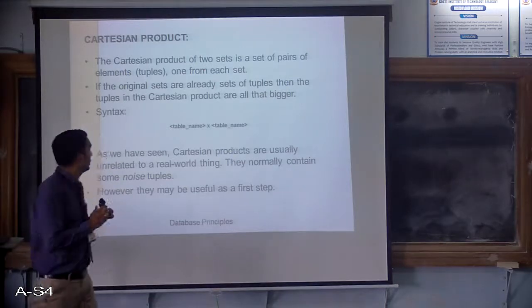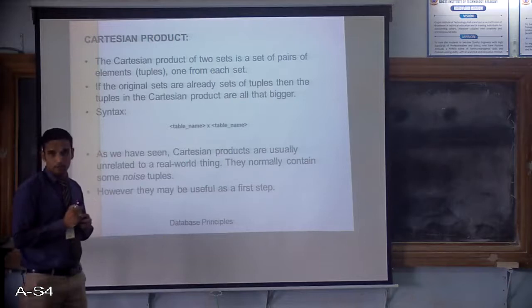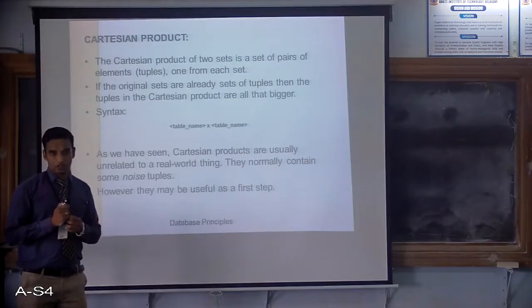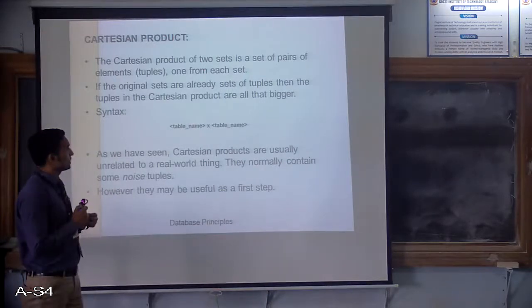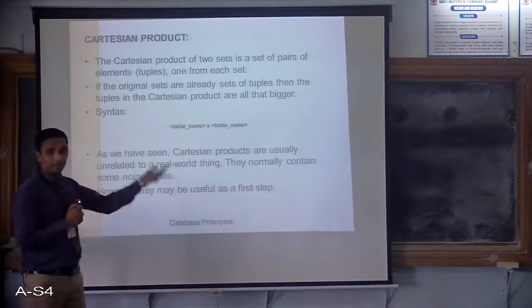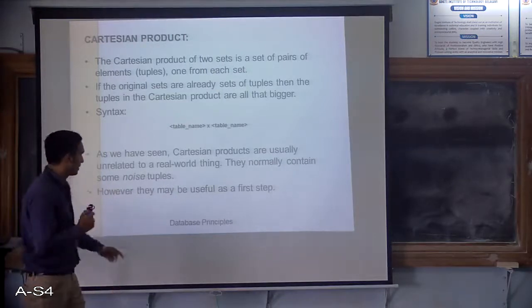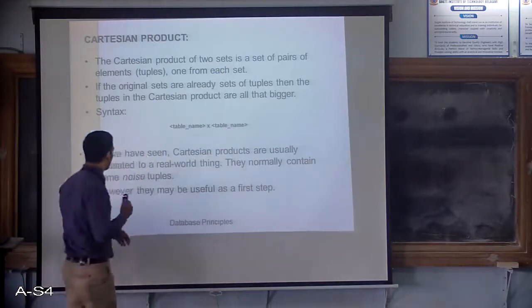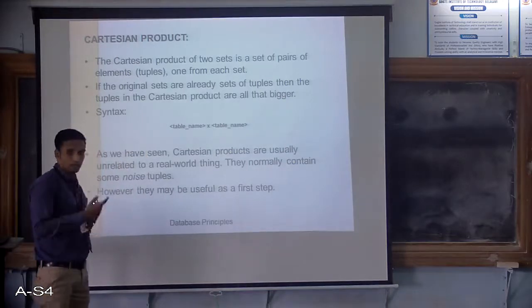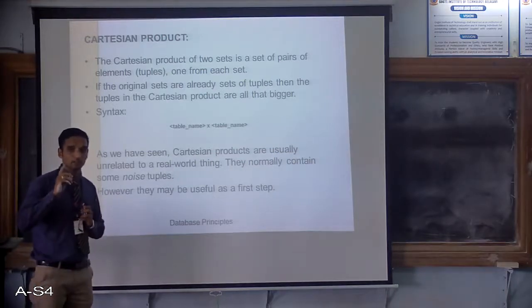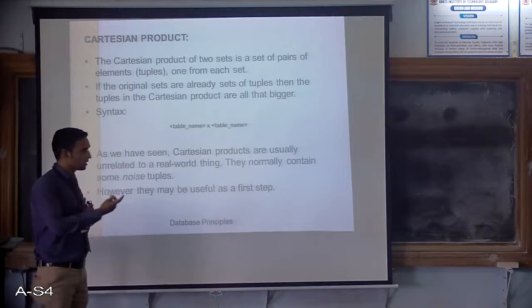The first one is Cartesian product. Now Cartesian product is nothing but, given two relations, just like matrix multiplication. The Cartesian product of two sets is a pair of elements, one from each set. If the original sets are already sets of tuples, then the tuples in the Cartesian set are bigger. That is how we multiply a matrix, same way. That is table 1 into table 2. The next slide will show you how the example works. Cartesian products are usually unrelated to the real world, and they normally contain noisy tuples. Remember we studied in SQL spurious tuples. Same thing we get here also.